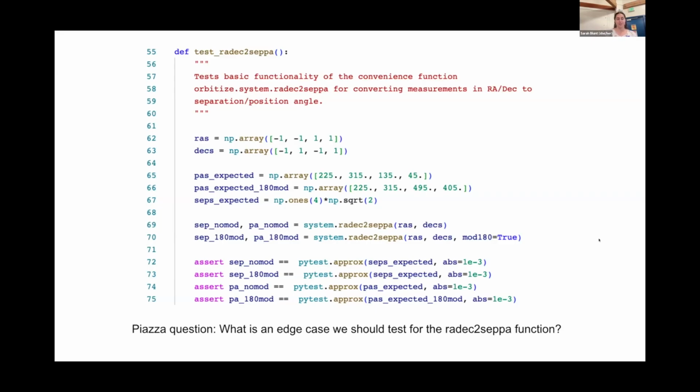All right, so now a Piazza question. I want to ask you, what's an edge case we should test for the RA-Dec to set PA function? I'll give you 5 minutes to think about it and write your test on Piazza.